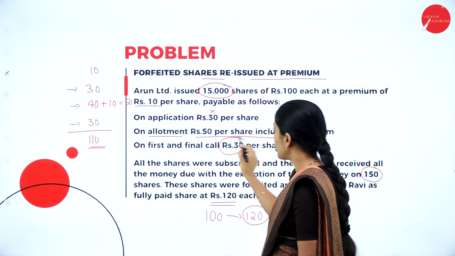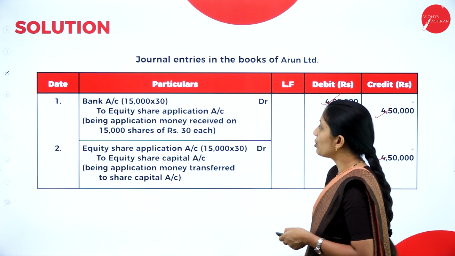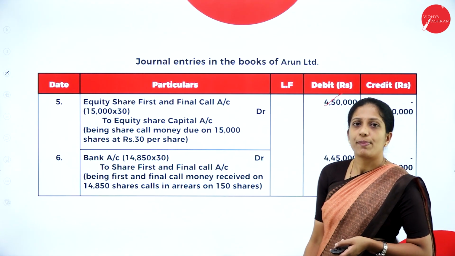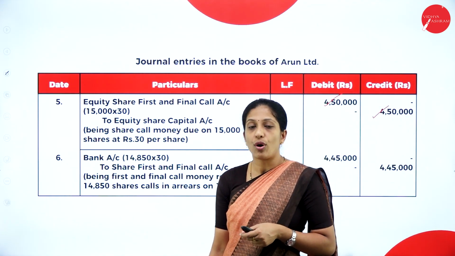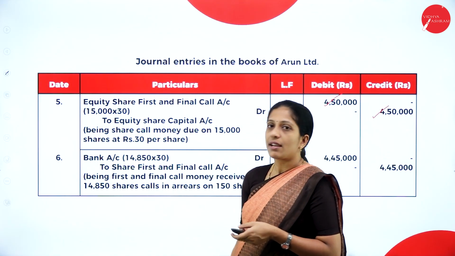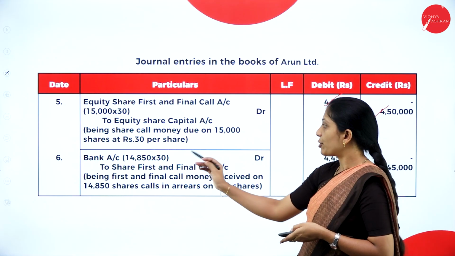Call money is 30 rupees. So 15,000 into 30 will be 4,50,000. Narration being first and final call money due on 15,000 shares of rupees 30 each. Now the receive entry. Under receive you have to be careful.